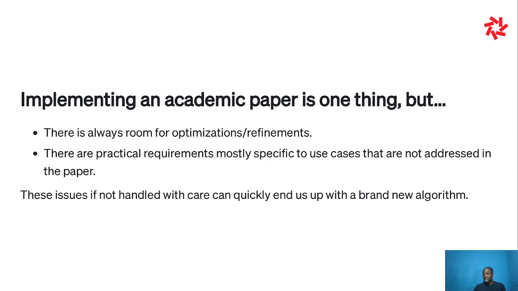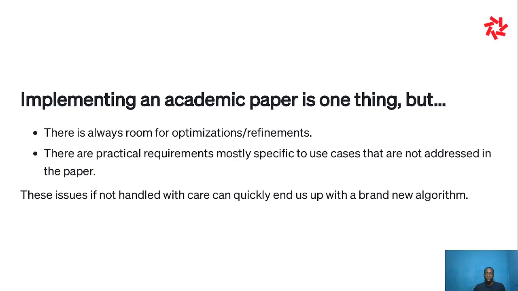But implementing academic papers is one thing. However, having them run in the real world is another concern. There is always room for optimization, refinement. There are practical requirements, mostly specific to the use case you are dealing with, that are usually not addressed in the paper. These issues, if not handled with care, can quickly end us up with a brand new algorithm.